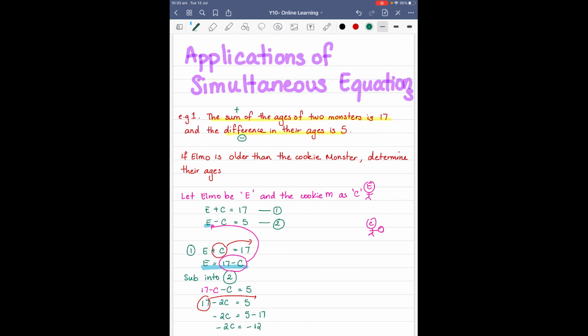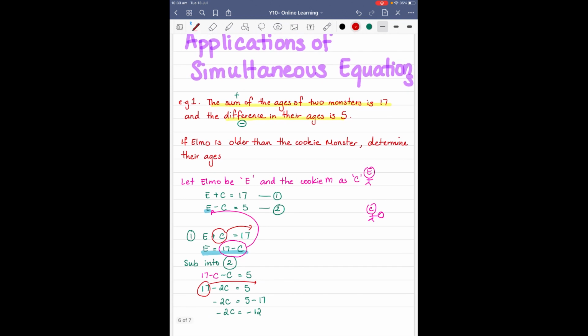Okay, and then you want C on its own. So we're going to get rid of minus 2. So we're going to divide by minus 2. But remember, whatever you do to one side, you must do to the other side. So minus 2 divided by minus 2 is 1, which is basically an imaginary number. So C equals minus 12 divided by minus 2, which is 6. So the Cookie Monster's age is 6.